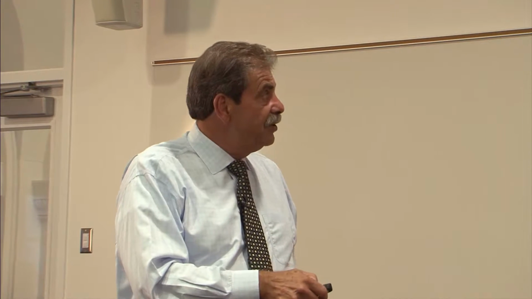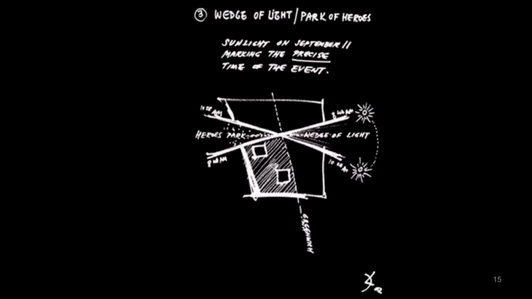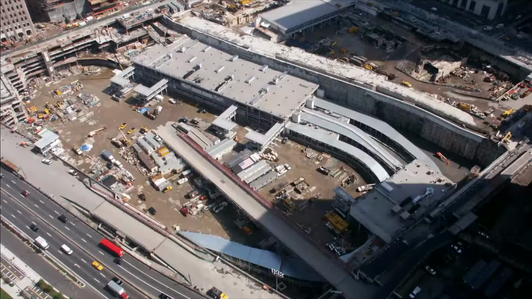What he came up with was this notion of the wedge of light, where, I'm not very good at this, one vector was the time of day when the first plane struck, and the second was the time that first tower fell, which was the end of the event and the beginning of all the aftermath of 9/11. And that became an organizing principle for us later on.